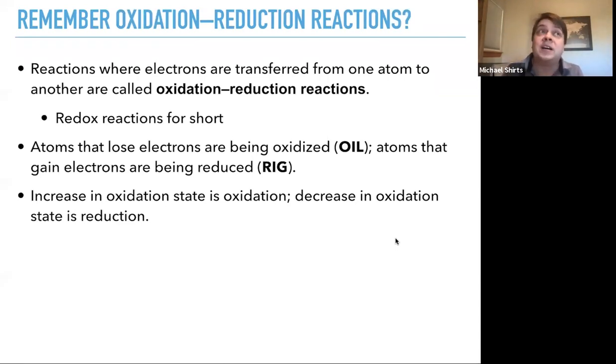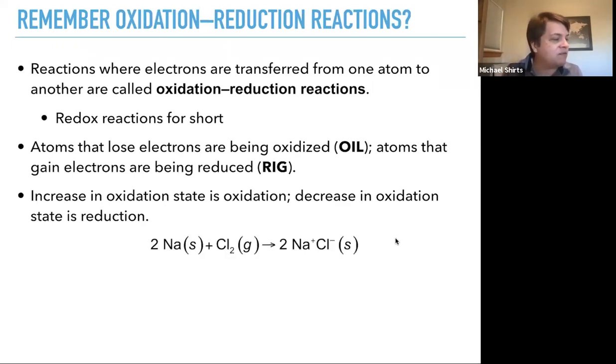Remember, we learned how to assign oxidation states, so we could see which species, and particularly which atoms, had a deficiency of electrons or a surplus of electrons.